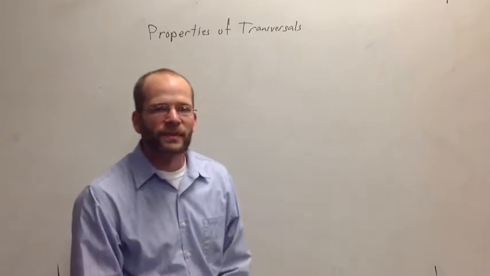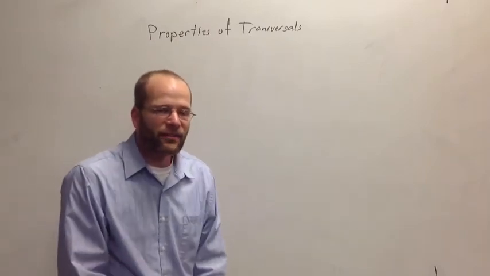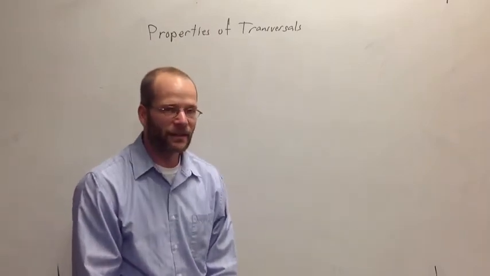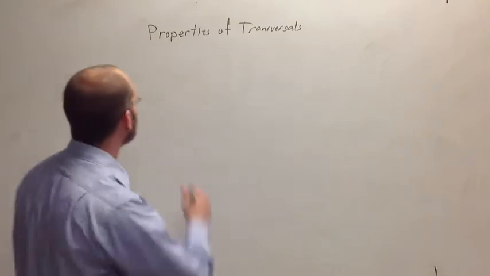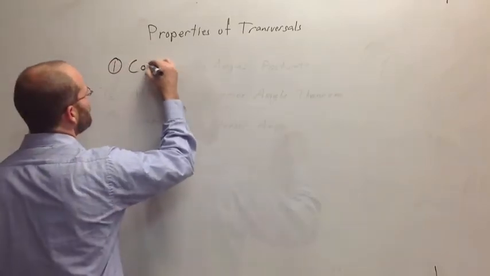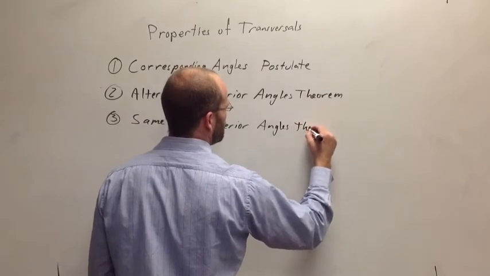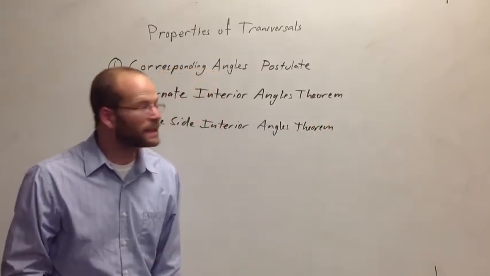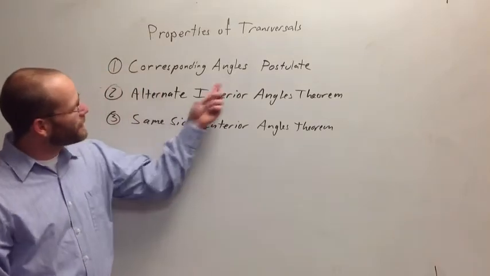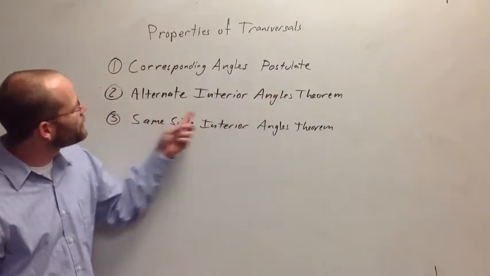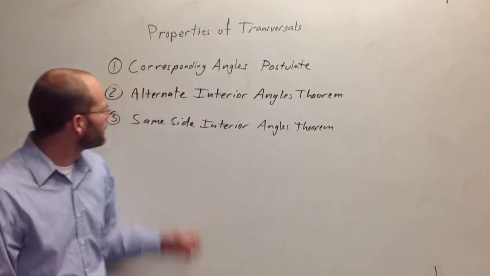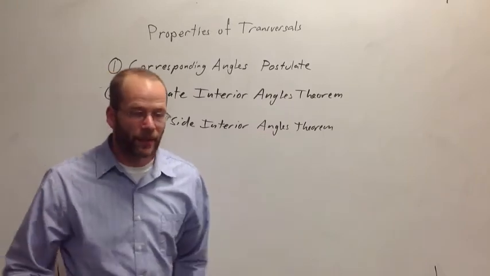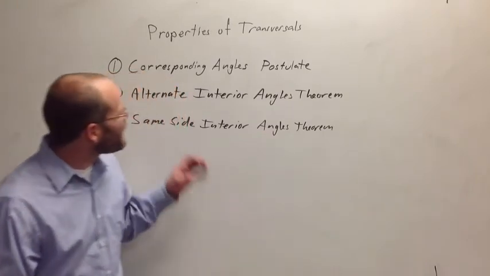There are three rules we need to cover, three objectives in this lesson, three rules you need to come out the other side with. I'll just state those rules before we get started. These are the names of the three rules we need to articulate. The corresponding angles postulate, the alternate interior angles theorem, the same side interior angles theorem. A bit of a mouthful, no doubt. Let me just say a couple things about these.